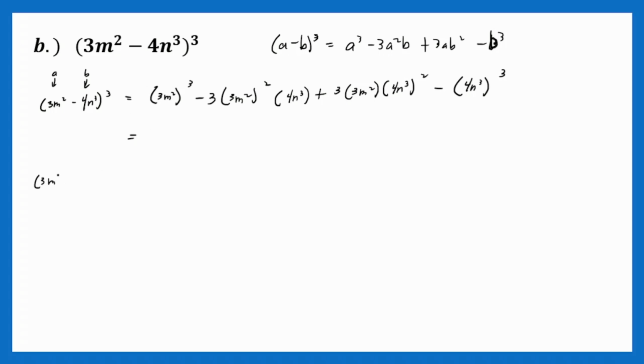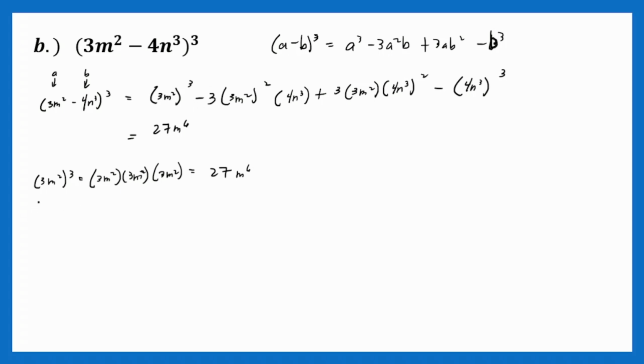Tapos, isa-isahin ulit natin. We have 3m squared cube. Ayan. Ita-times mo lang yung 3m squared ng 3 beses. So, 3m squared, isa, 2, 3. Okay, so 3 times 3 times 3 is 27. M squared times M squared times M squared, that is M raised to 6. So, we have 27 M raised to 6.